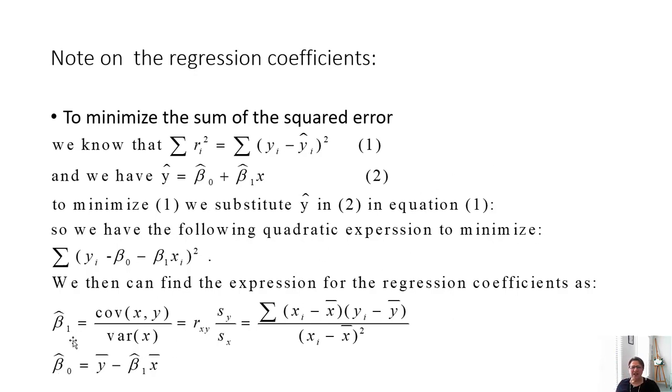We are just knowing that beta hat 1 is the covariance of xy divided by the variance of x, which is equal to the correlation coefficient of xy times the standard deviation of y over the standard deviation of x, and that would be the formula. And then beta hat 0 is this one. But for this subject, you have to be able to enter the data in R, get the output, and interpret the results.